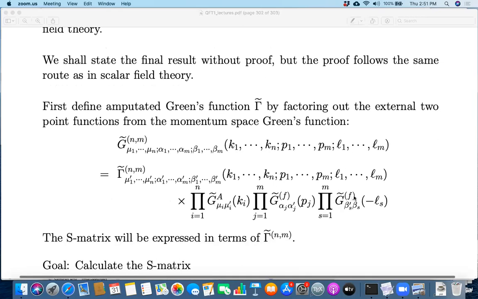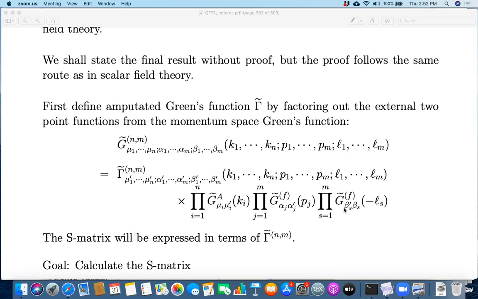And what we factor out are these. Notice that for photons we factor out D mu mu prime of k. This is the external photon propagator. So the index mu is different from the index mu prime. Similarly alpha prime, beta prime. So you factor out the photon propagator, and you factor out the fermion psi propagator, psi bar, and this is psi bar psi. The signs are not hard to understand.